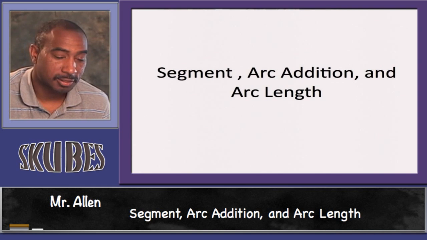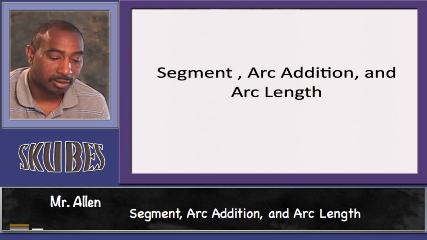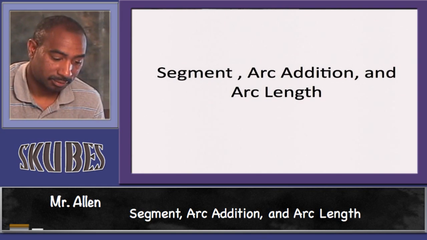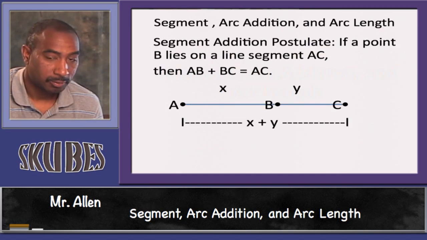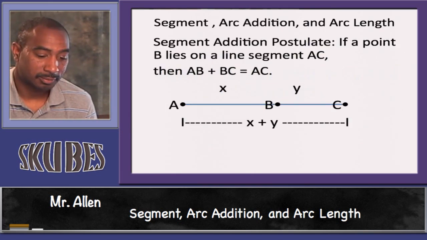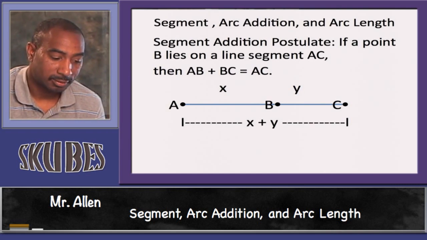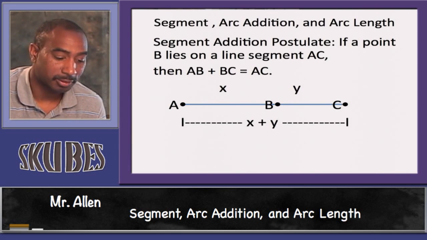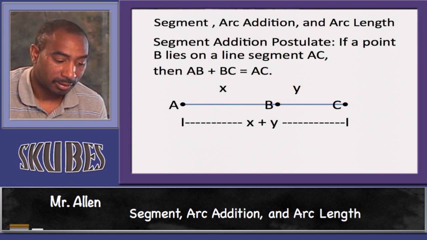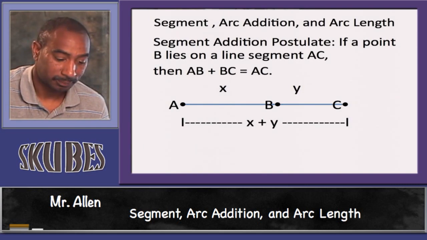Our today's lesson is on segment, arc addition, and arc length. We'll start with the segment addition postulate. If a point B lies on a segment AC, then the length of segment AB plus segment BC is equal to segment AC. One way to say it is the sum of the parts is going to equal the whole.